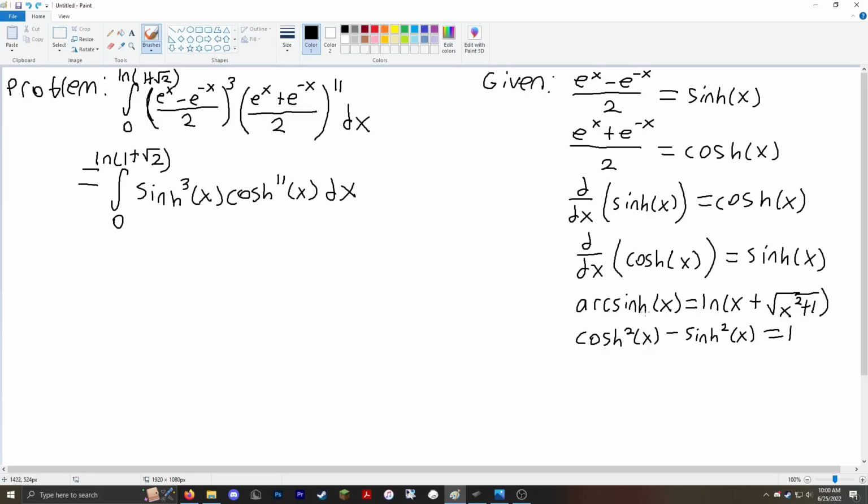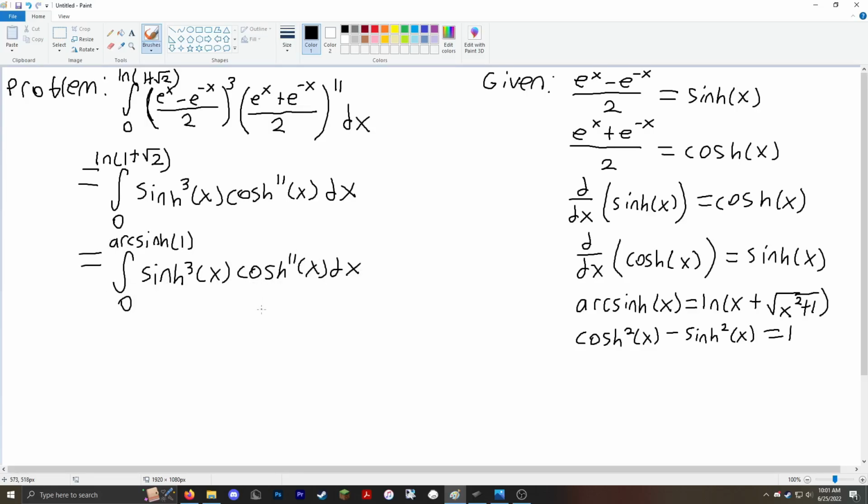That makes you wonder, what value can you plug in for x where arcsinh of x gives you natural log of 1 plus square root of 2? Well, if x equals 1, you would have natural log of 1 plus the square root of 1 squared plus 1, which is 2. So that means this equals arcsinh of 1. So we can rewrite that as well. And this is not u sub. We're just rewriting stuff to make it easier to solve.